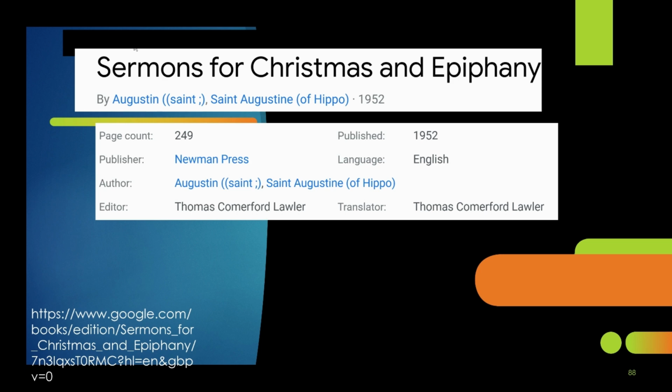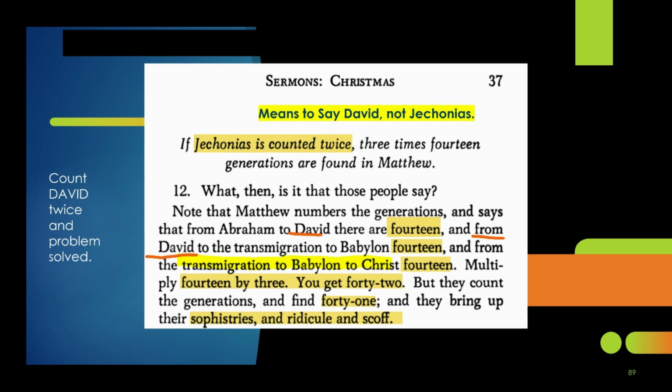I wandered around and I saw this, and it's a book from 1952, published by Newman Press, obviously Catholic. And then I looked around. I found the passage on the number of generations that begins at page 37, and he's counting them out. And he's going to say that the heretics are claiming there's only 41, not 42 generations. So they had obviously found the one in the third set, but no one seems to notice the first set.